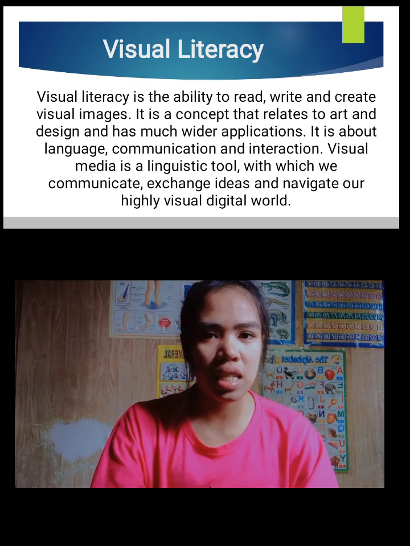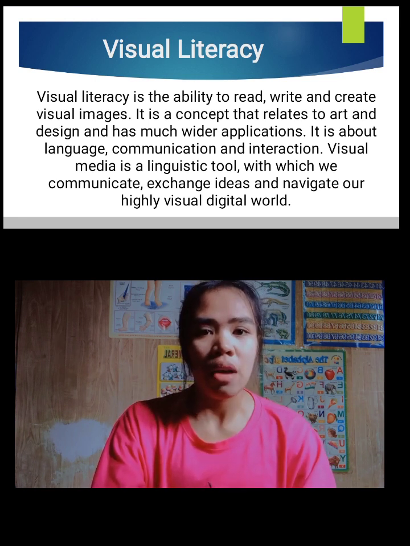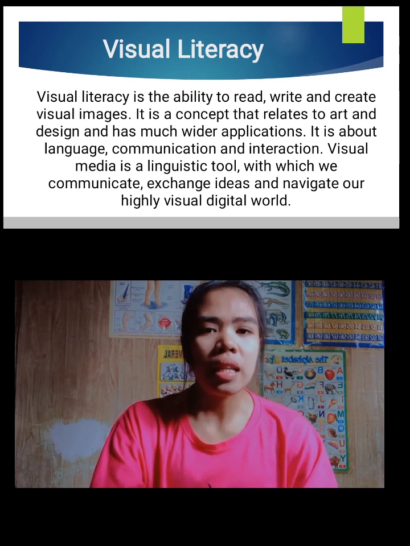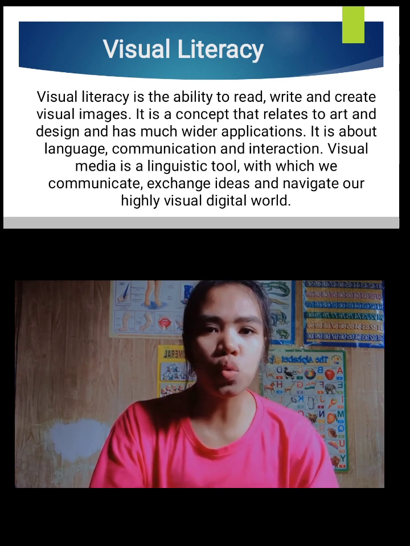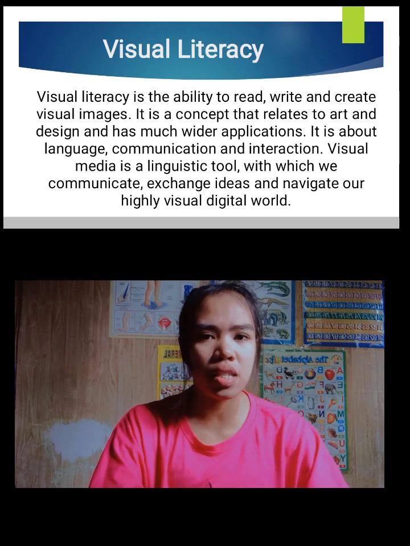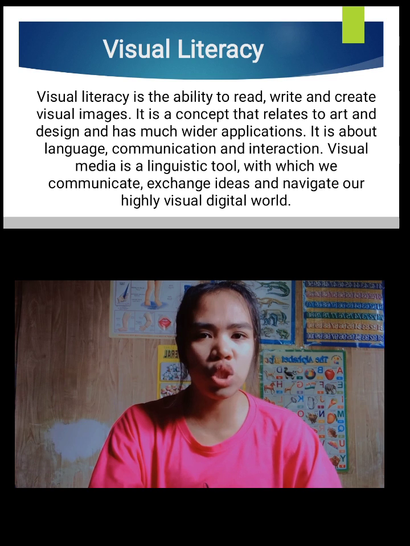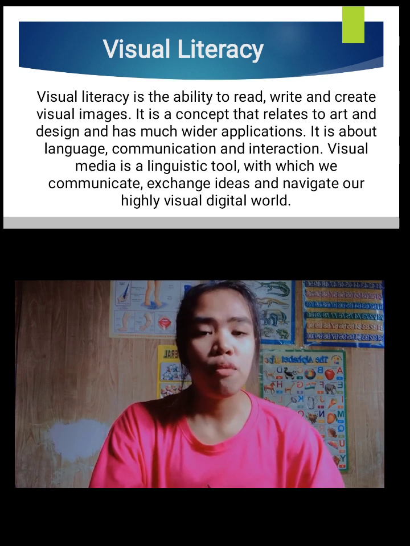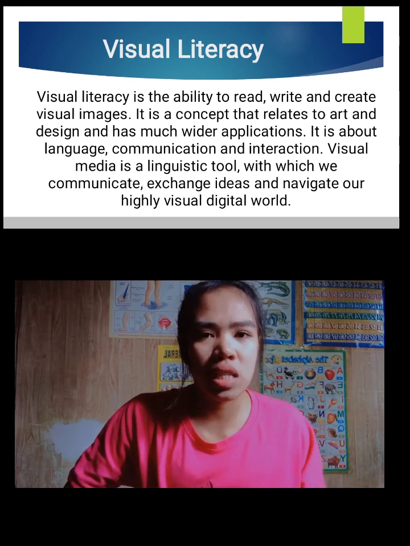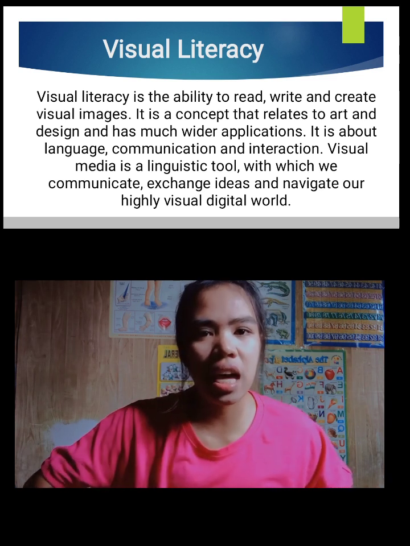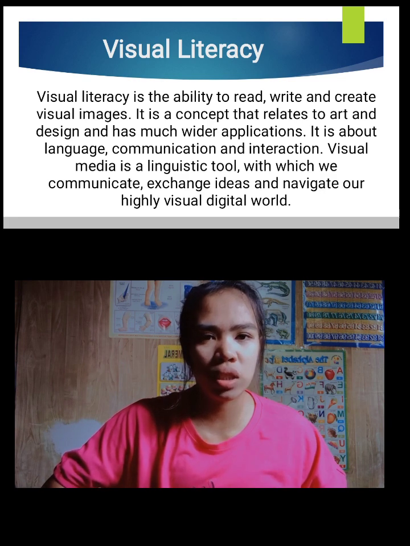Ang visual literacy is nag-refers kung paano kita mag-interpret kag mag-create ka mga visual images usually about communication and interaction with others. In the advent of the internet, students must develop the necessary visual literacy skills to navigate the image-intense world. Visual media is a linguistic tool with which we communicate, exchange ideas, and navigate our highly visual digital world.